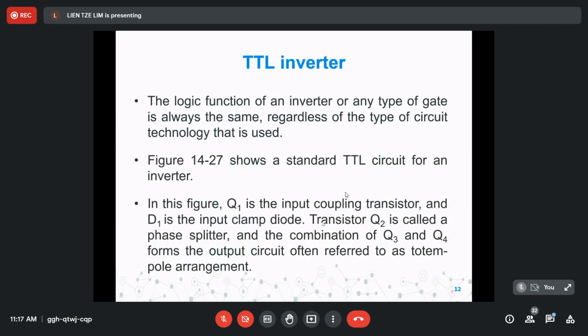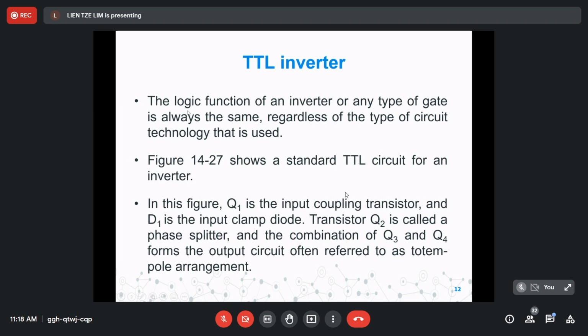Now it's about the TTL inverter. I will discuss the TTL inverter and how it operates, with its structure. Since it is an inverter, the operation is the same as what we know: it inverts the input at the output. So the operations all of us know, just the structure is different. Later I will show the structure of this TTL inverter, with some explanations of how these inverters work with the BJT.